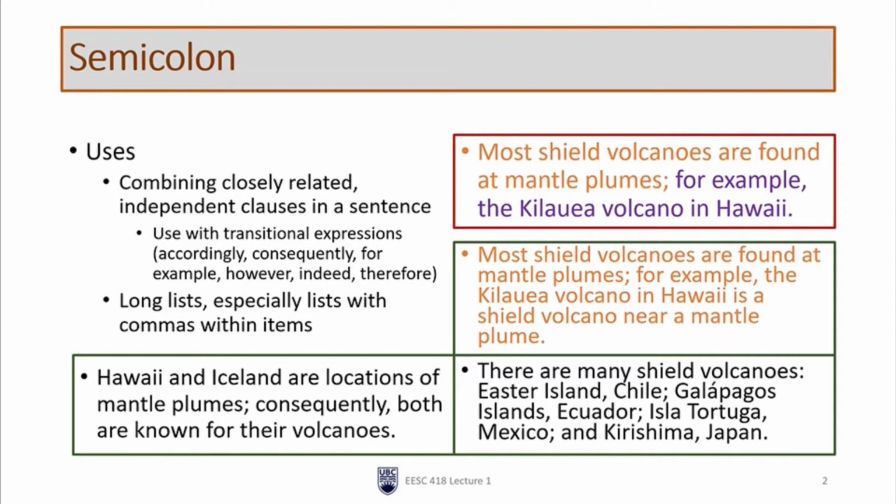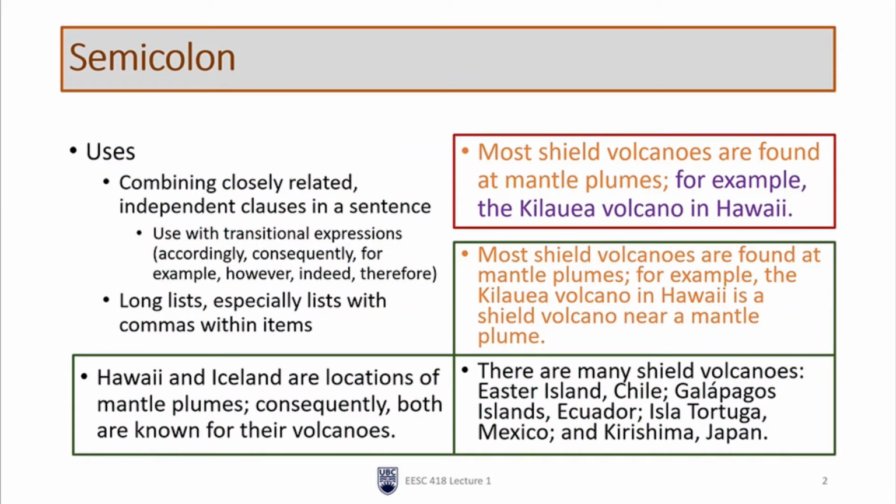So let's go back to the example that we started with last week. Most shield volcanoes are found at mantle plumes. For example, the Kilauea volcano in Hawaii. So this sentence is incorrect. The way I've written it here, I have an independent clause with a semicolon followed by a dependent clause. This sentence could be correct if that semicolon were simply a comma, but there's a few different ways we can write this that are both correct and that flow a little bit better than simply having two sentences.